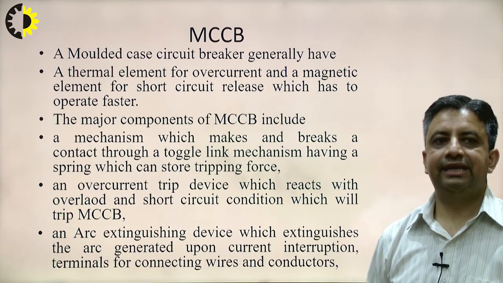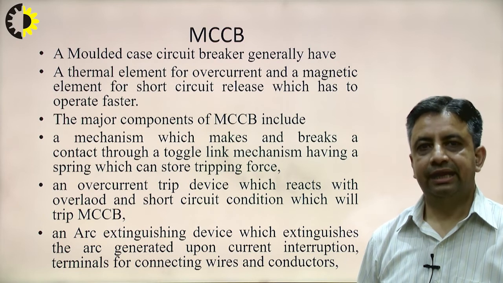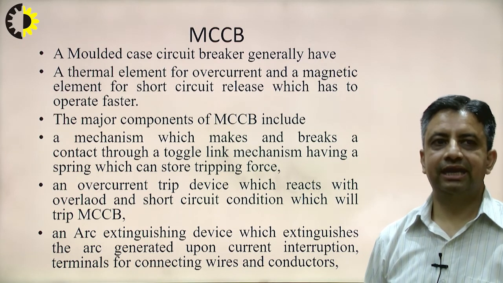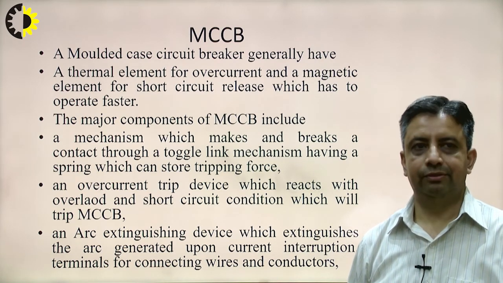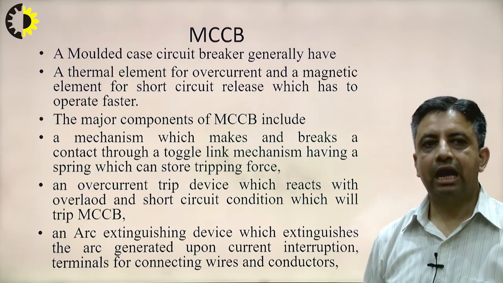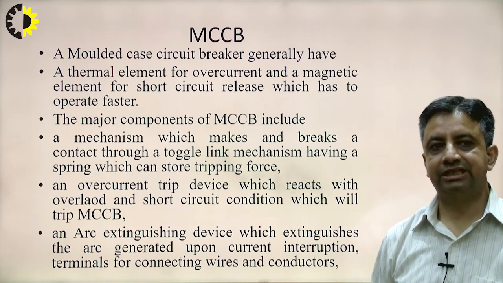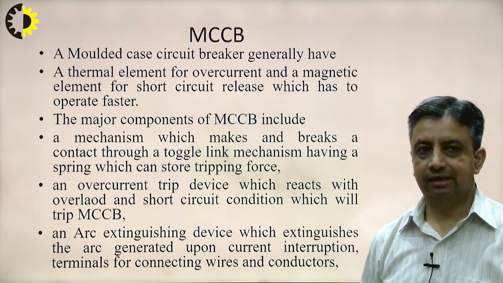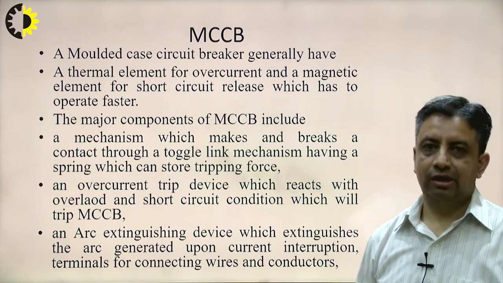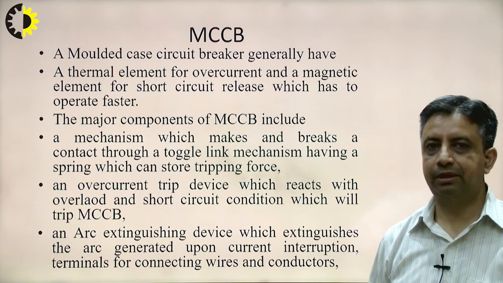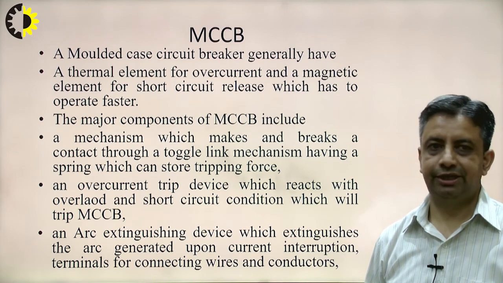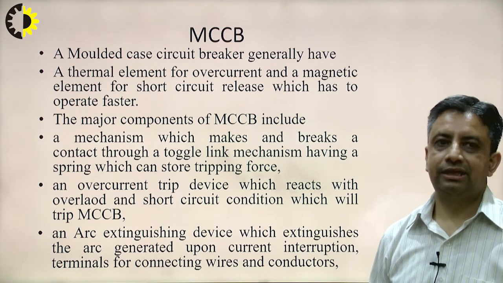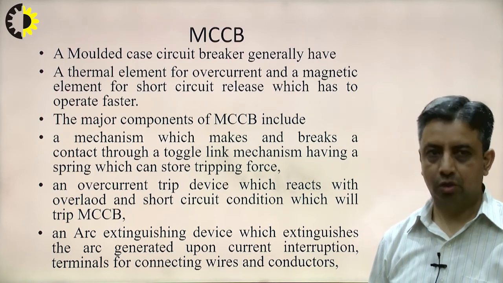The second is that it can be used for overcurrent, which we have seen with the help of the bimetallic strip, and second is the short circuit condition, which we have seen with the help of this particular relay also. And the last one is the arc extinguishing device, which extinguishes the arc generated upon current interruption, along with terminals for connecting wires and conductors. Whenever we have a current flowing and we interrupt that current, an arc will be generated due to the ionization of the air. That arc has to be quenched so that there is less wear and tear on the contacts.